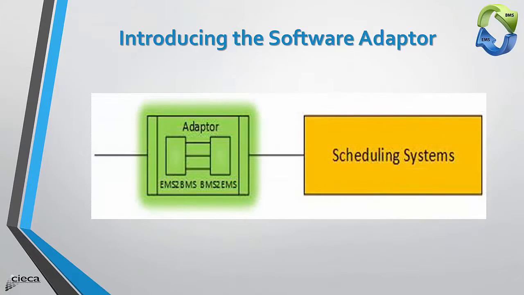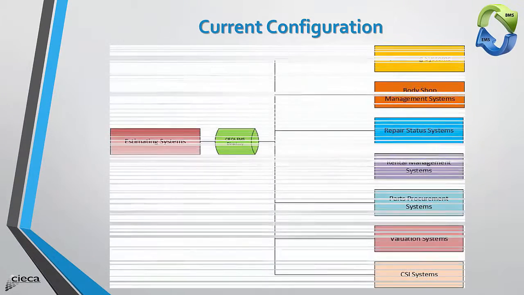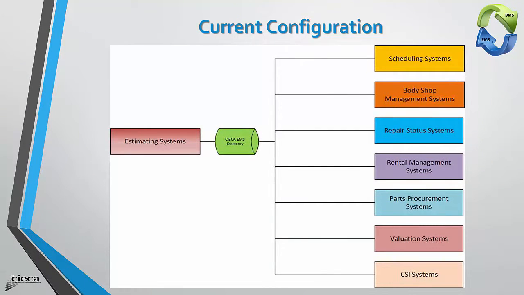Every system downstream of the Estimatics software would require an adapter to be placed in front of it. In this example, the scheduling system. That's it. Nothing else is necessary. Our current configuration of systems can be diagrammed like this. It can be more complex than this, but I built the diagram for visual simplicity.